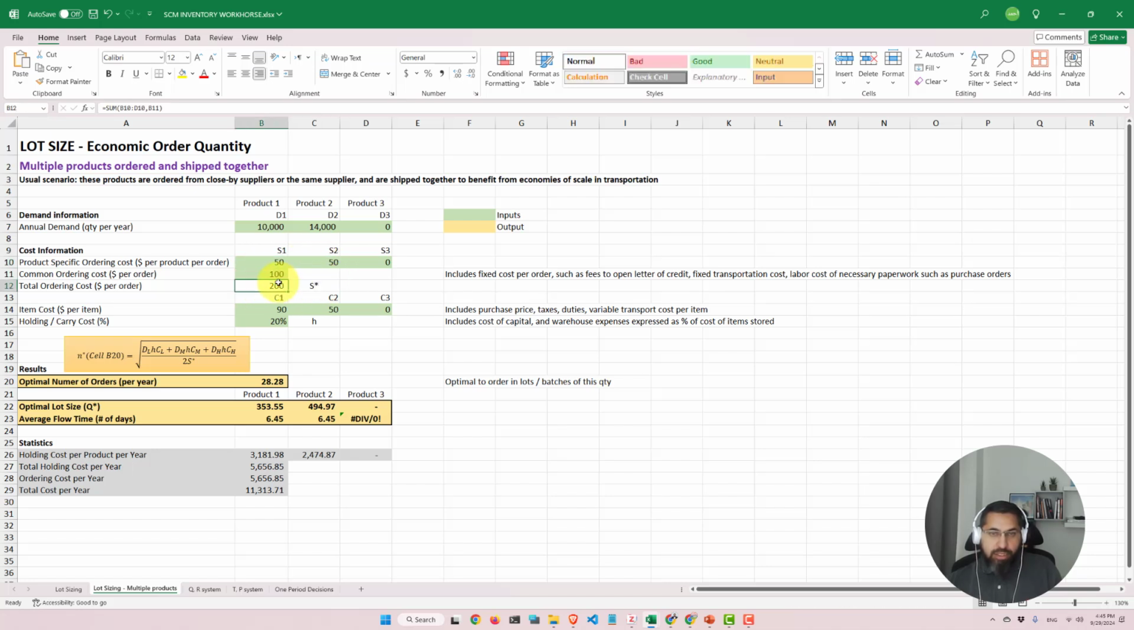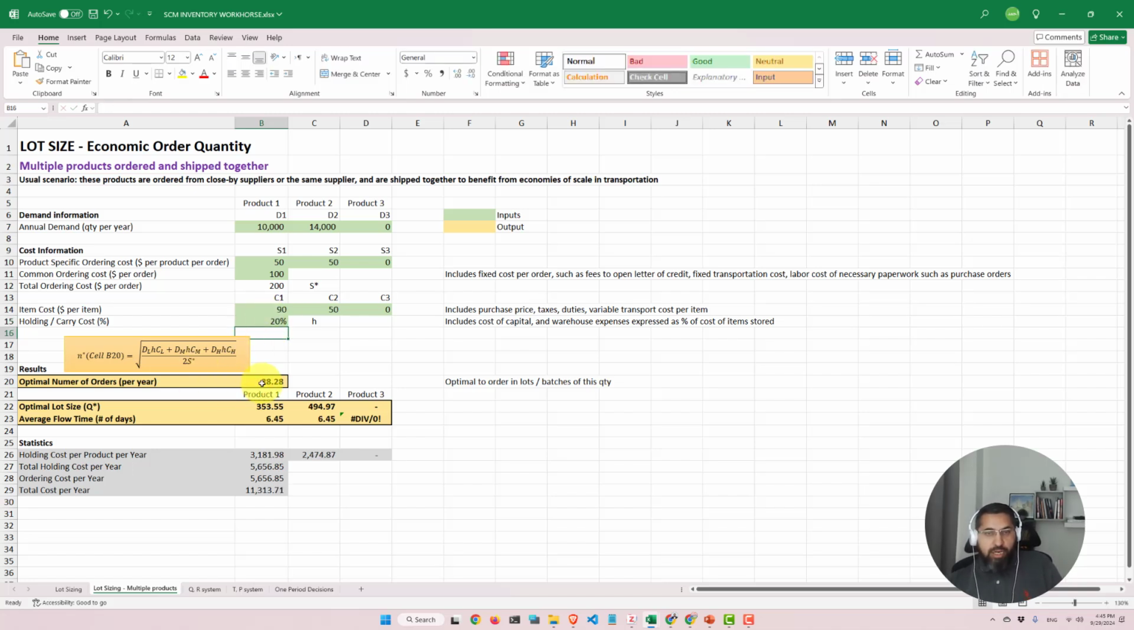This white cell, the 200, is a formula. Don't try to change it manually. The green cells are your input cells, so just put in values in the green cells. We're going to zero out any value for C3, S3, D3 because we do not have a third product. If you did have 3 products, we'll put in the stats for the third product here. Sorry, I didn't mean to change that, it's 20%.